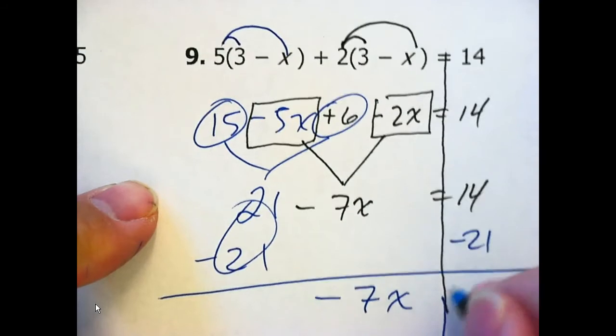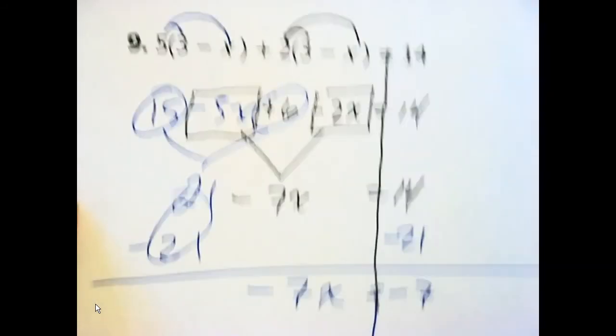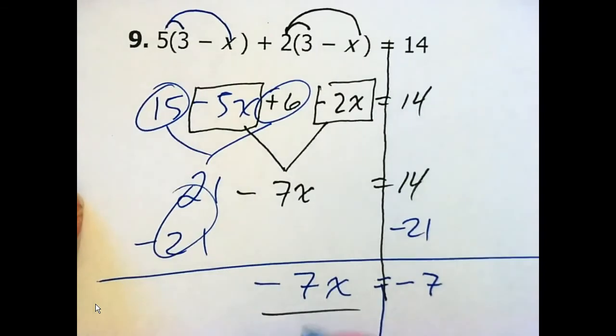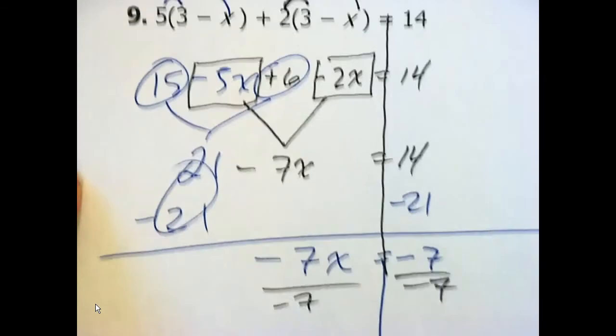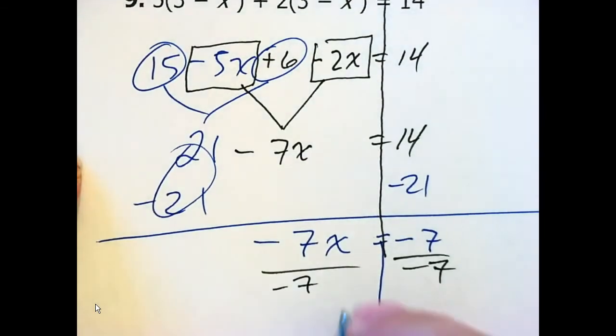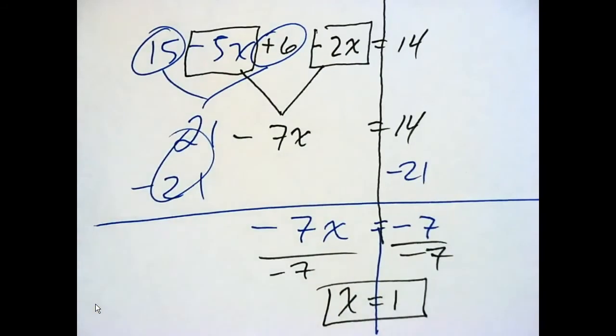Jason, what do I do now? How do I get that? You divide negative 7x by negative 7 and also the other side by negative 7. Good. And you get x equals 1. X equals 1. Very good. How many got it right? Good. You had negative 1, so you just missed the negatives. Any questions?